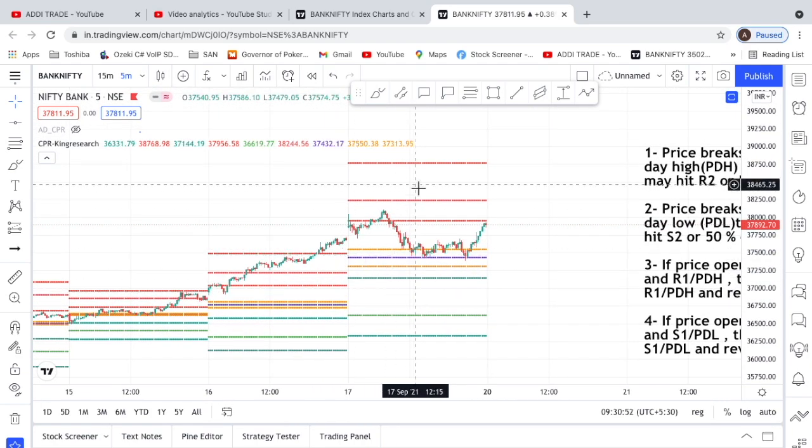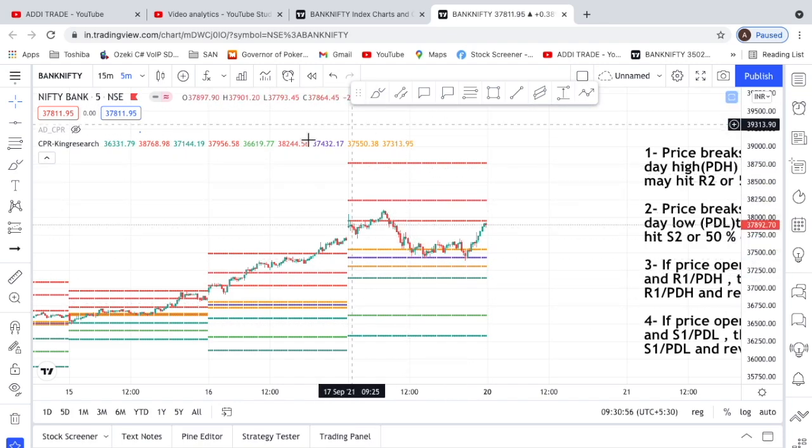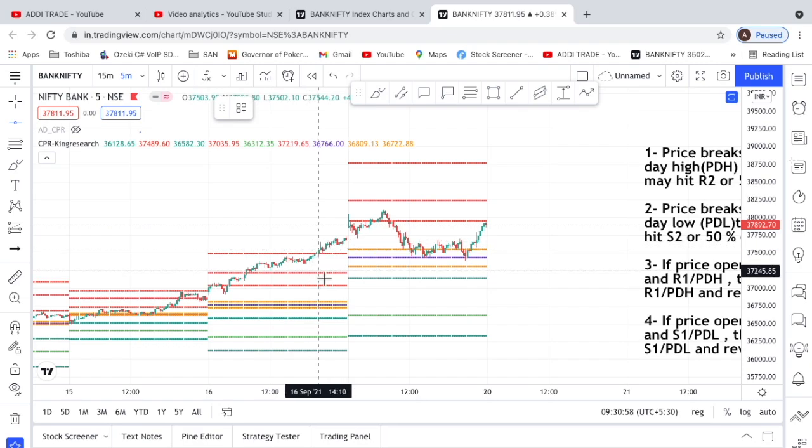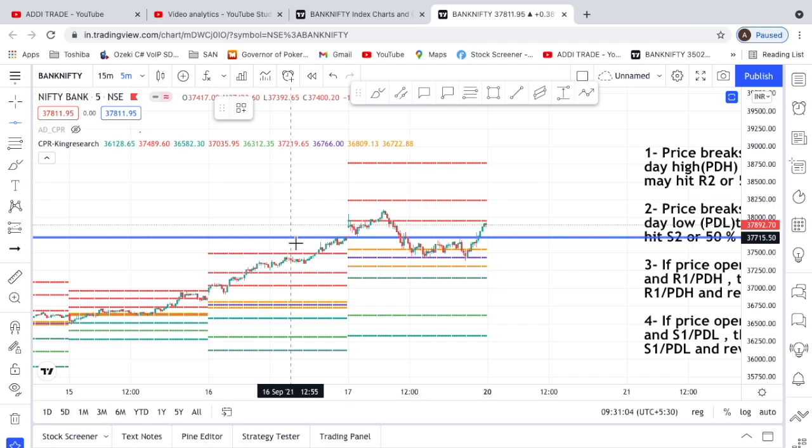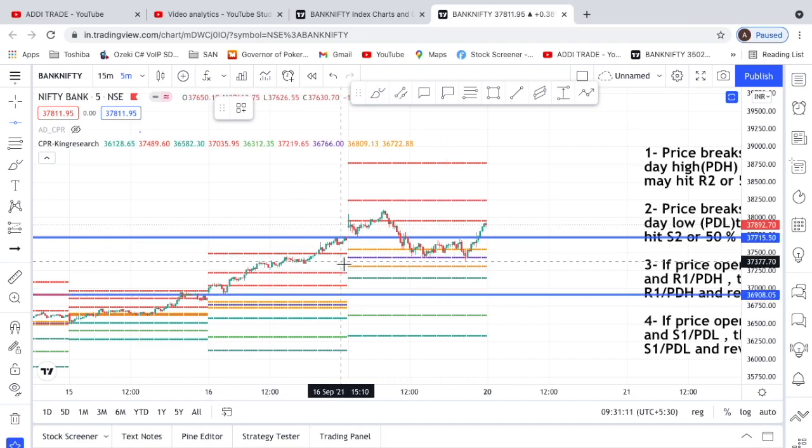See, this is the Friday trade, right? This is what happened on 17th September. Now, for 17th September, what is the previous day high? Previous day is Thursday. Thursday high is this at about 37,700 and Thursday's low is this. So, for Friday, the previous day high and low are these: Thursday's high and Thursday's low.